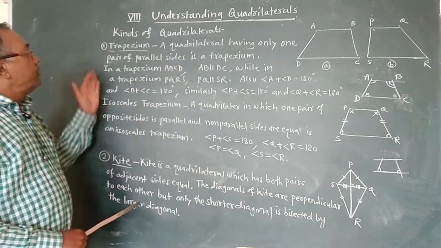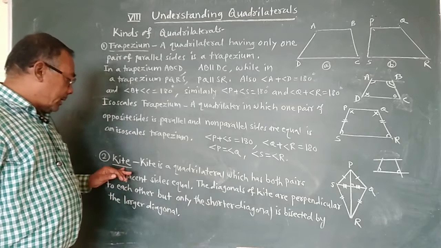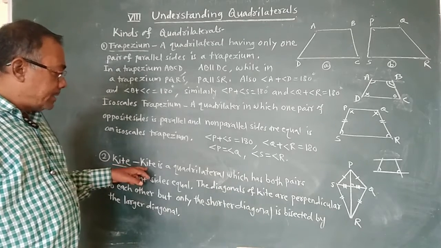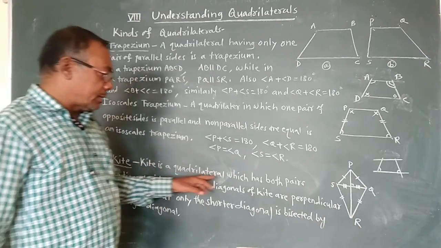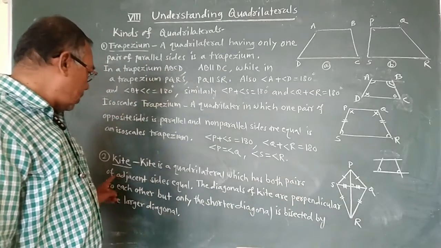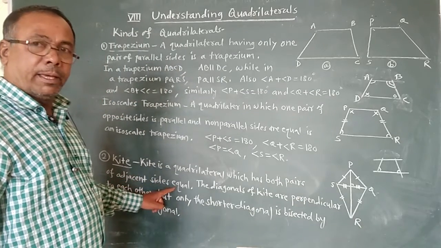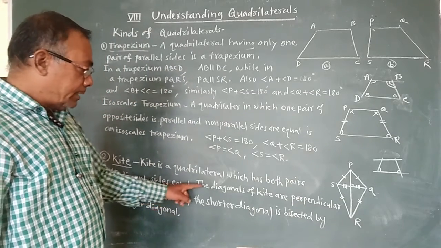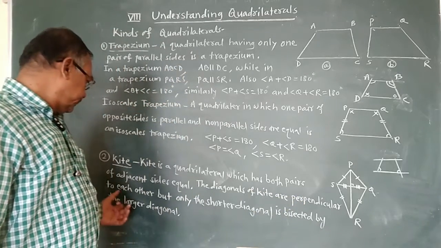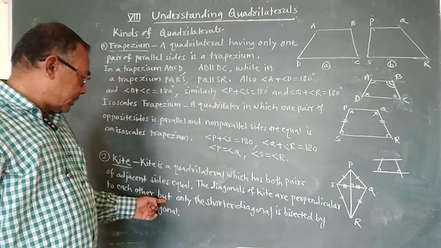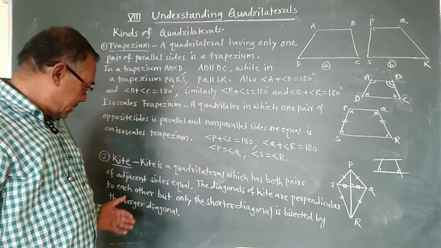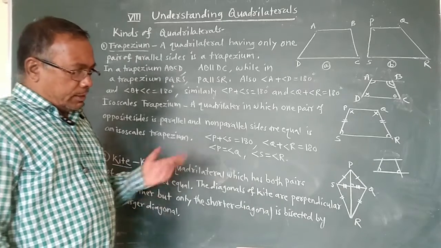Now we will see the second type of quadrilateral, that is known as a kite. A kite is a quadrilateral which has both pairs of adjacent sides equal. The diagonals of a kite are perpendicular to each other, but only the shorter diagonal is bisected by the larger diagonal.